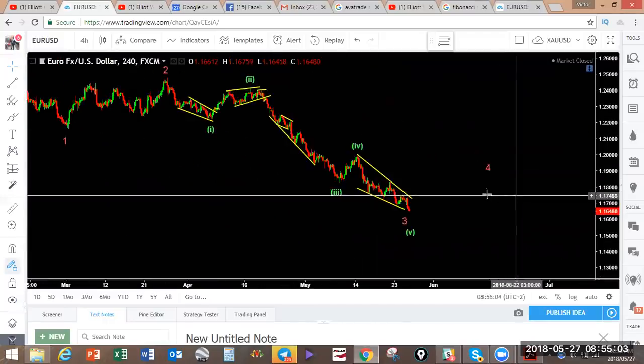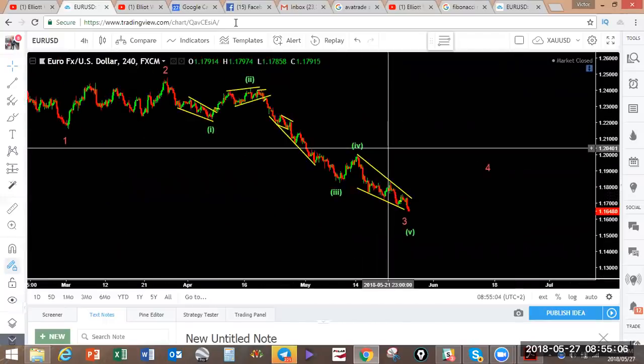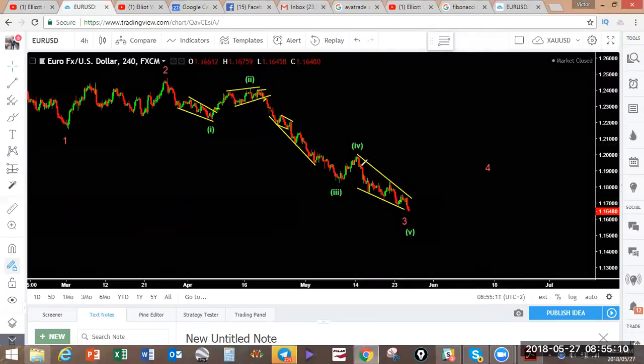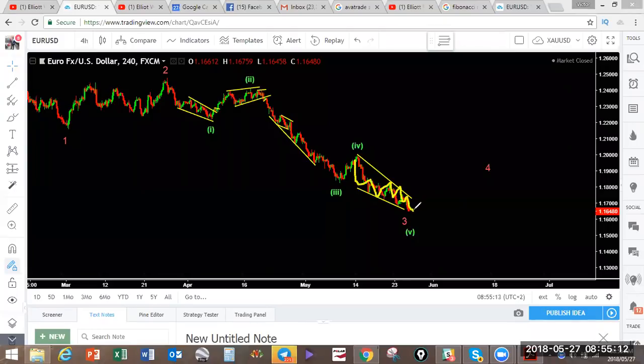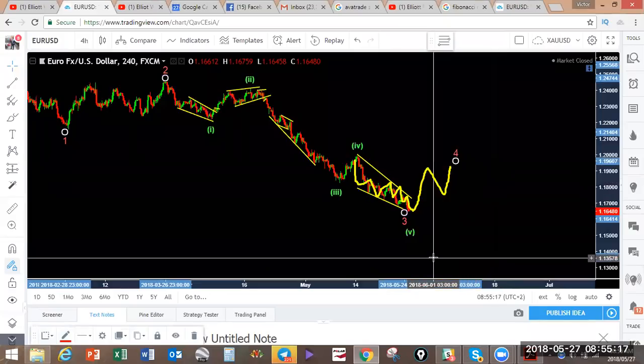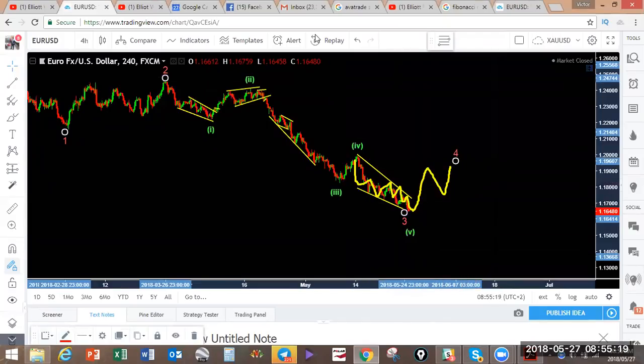Okay, so you can see here we already started that V pattern at the end. So a V pattern does not mean reversal necessarily. A V pattern must follow structure. So in this case, if we're going to get a bounce, that bounce will only be a wave 4 in red, as we're looking at here. Okay, so the DXY is exactly the same.